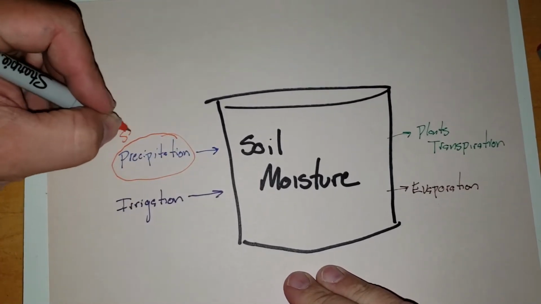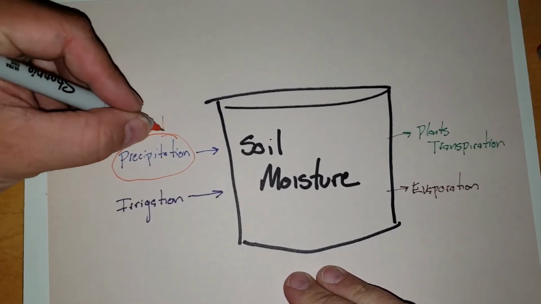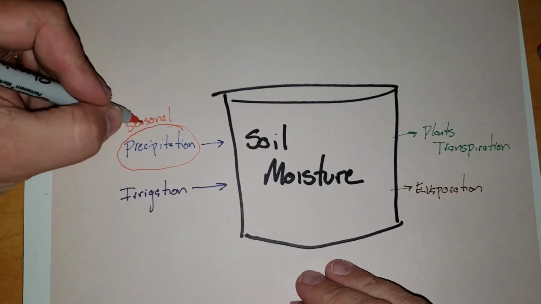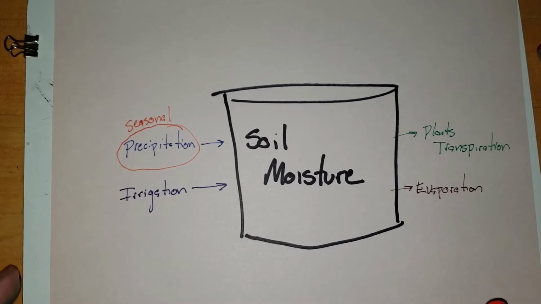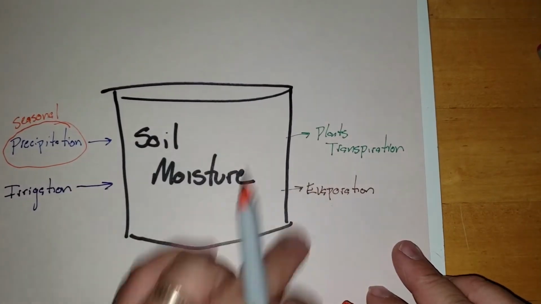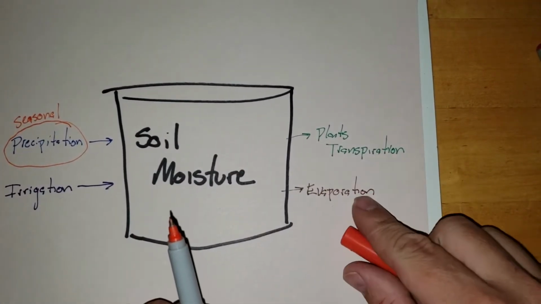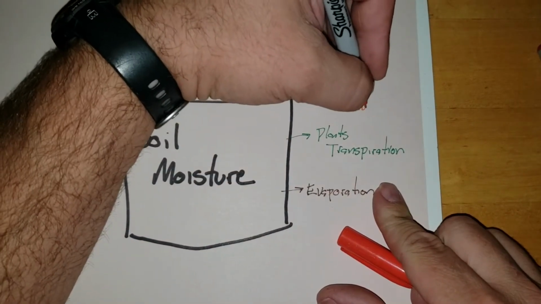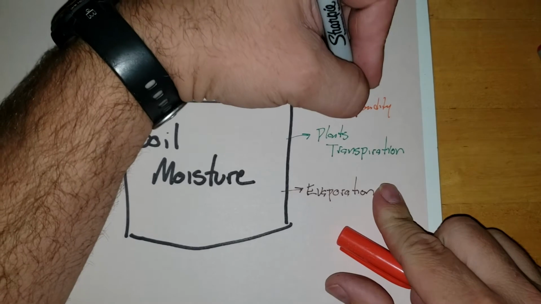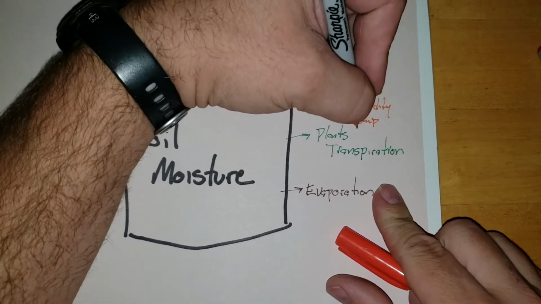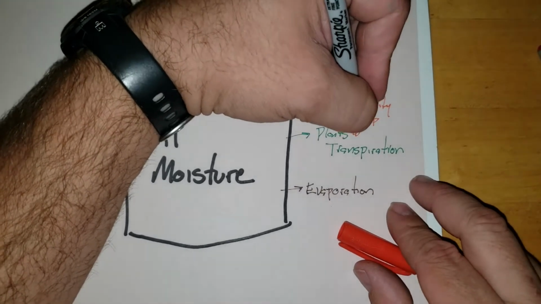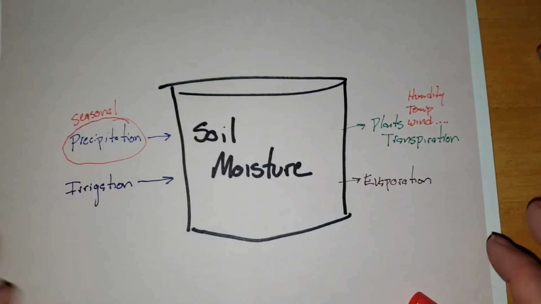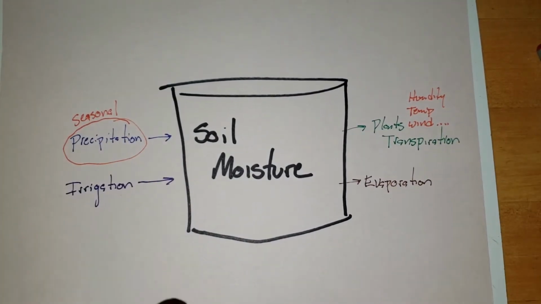Okay. Now, we know, depending on where we are, that this guy over here is going to be altogether seasonal. Here in California, we have very, very dry seasons, and we have very, very wet seasons. We also know that this stuff over here, the transpiration and the evaporation, depends on the humidity and the temperature and other atmospheric conditions like wind and so on and so on. So how do we get this just right?